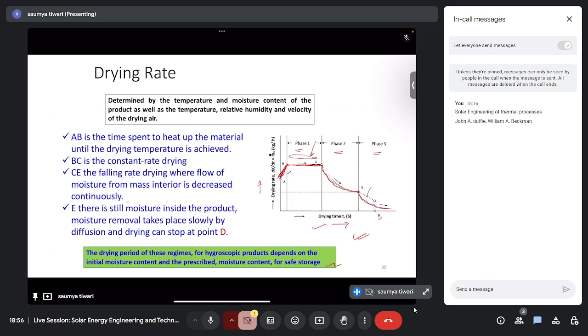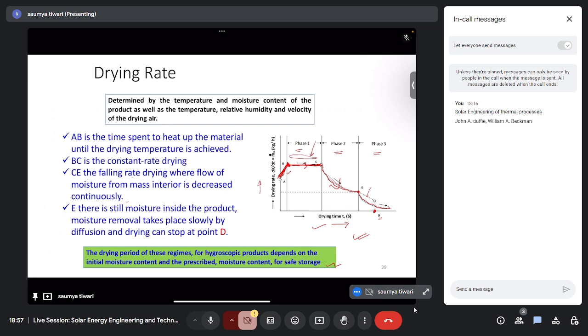So initially some time is required to heat the drying material to a particular temperature, the drying temperature. Then in phase 1 there is a constant rate of drying, and then this rate decreases as the moisture content goes on decreasing in the material. And the drying rate decreases further in phase 3, where any moisture left inside the product gets removed through capillary action and diffusion, and then the drying finally stops at point 3.